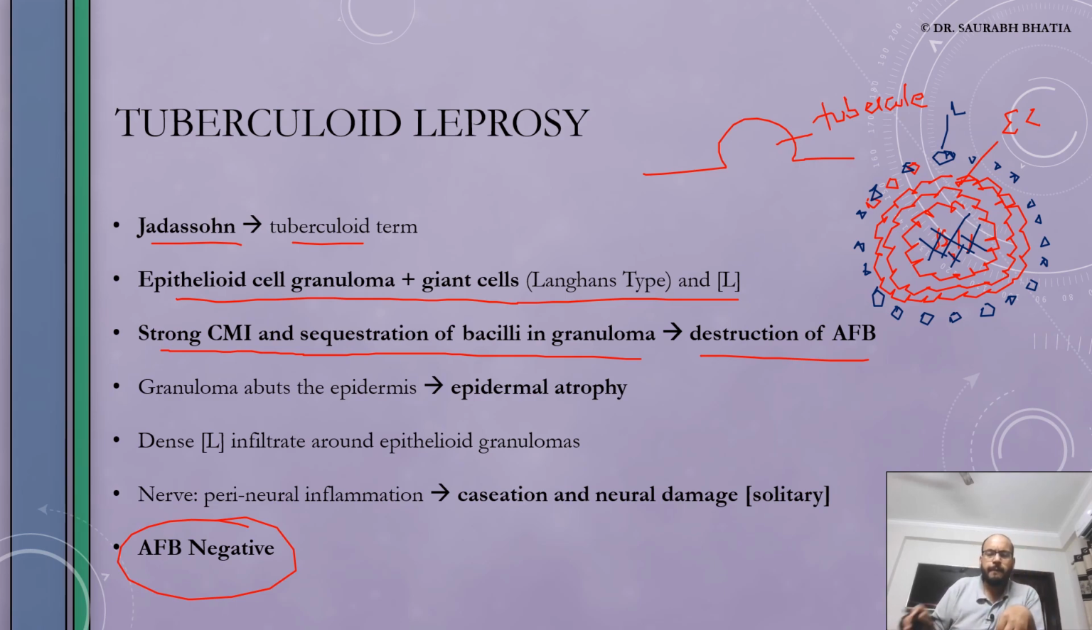Okay. Now in this tuberculoid leprosy, the granuloma abuts the epidermis, leading to epidermal atrophy. That means the granuloma reaches up and touches the epidermis. Okay. So if you have a skin biopsy like this and you have the dermoepidermal junction, the granulomas reach up to here, leading to destruction of the epidermis and atrophy.